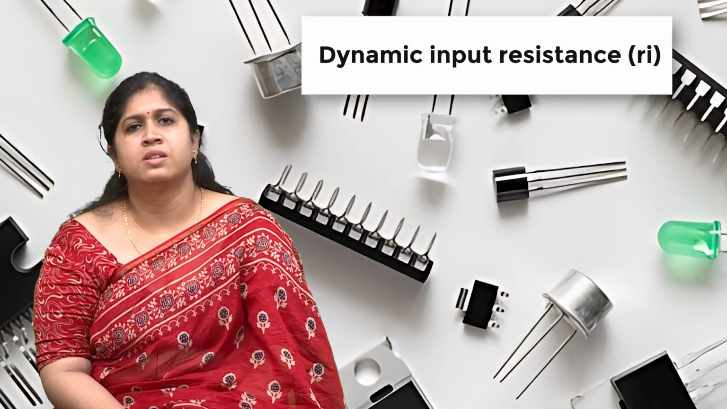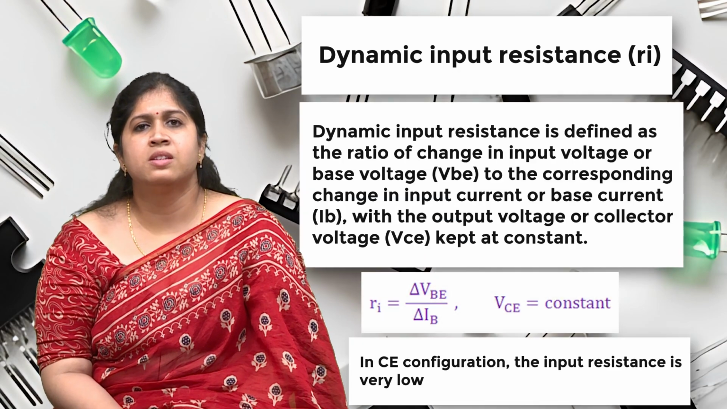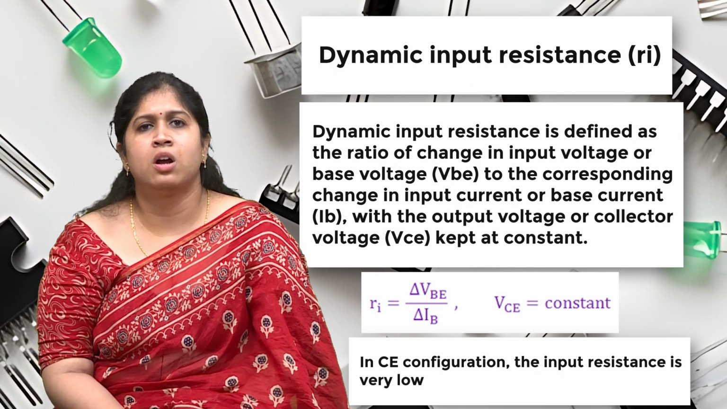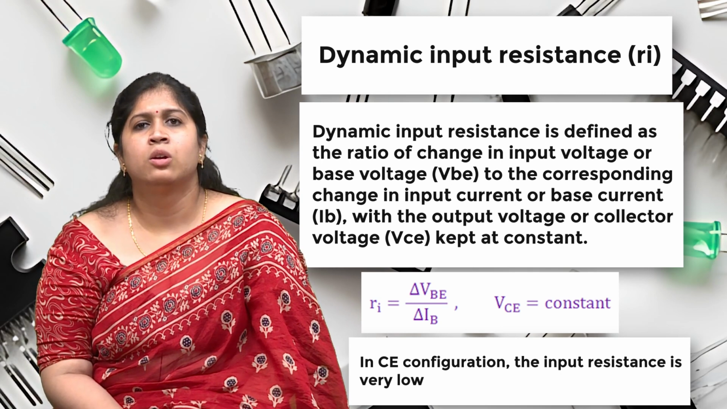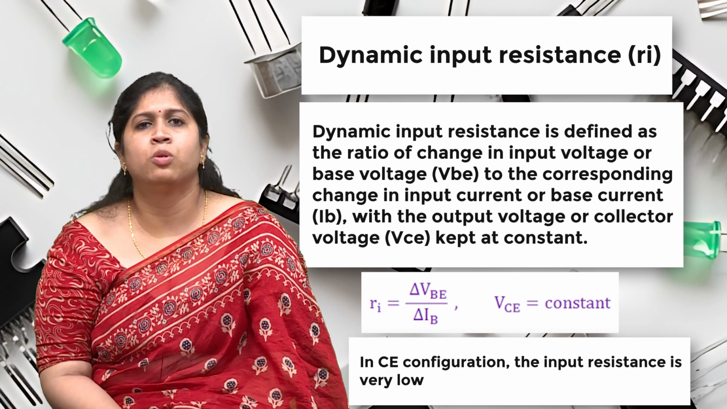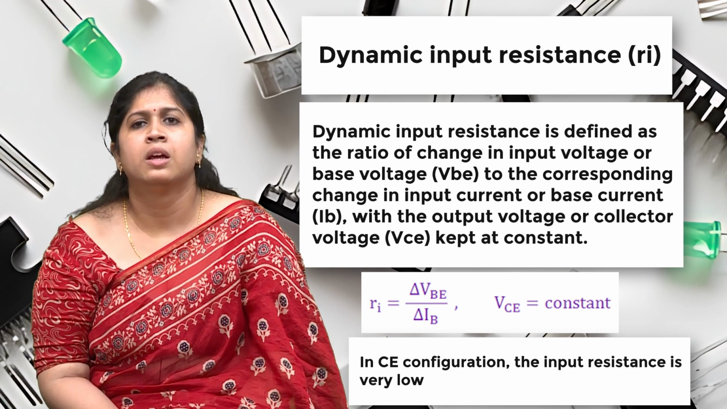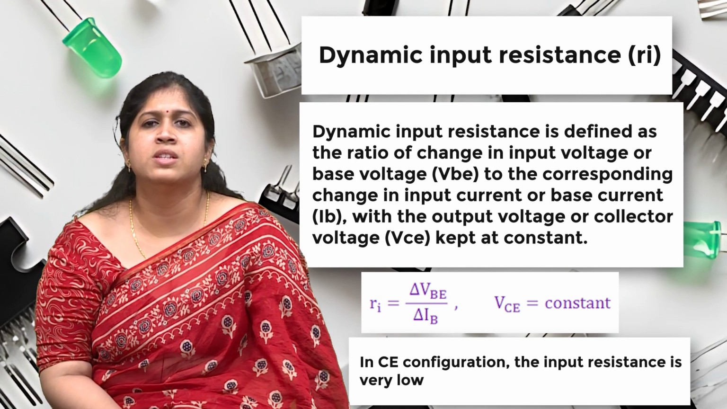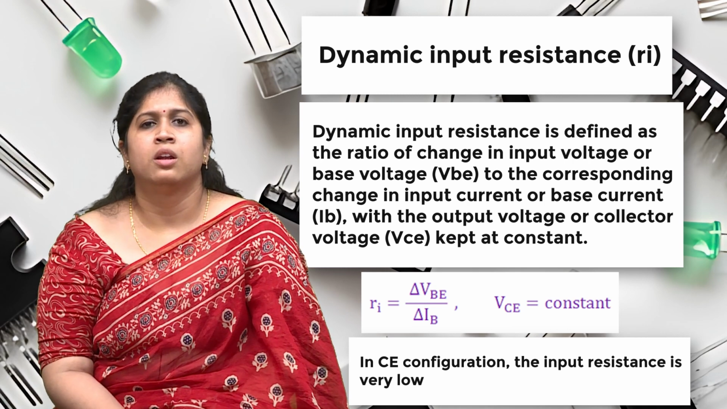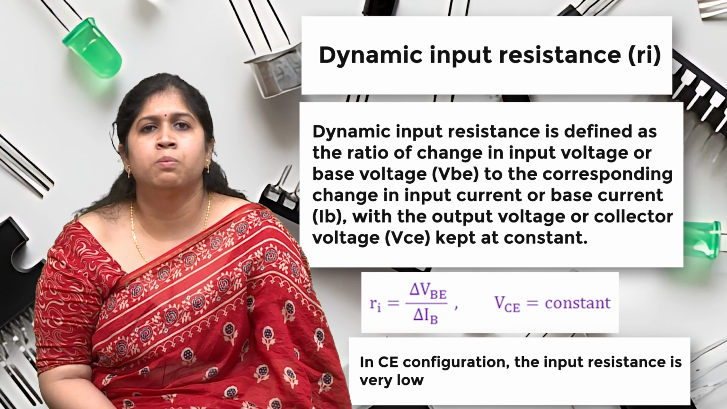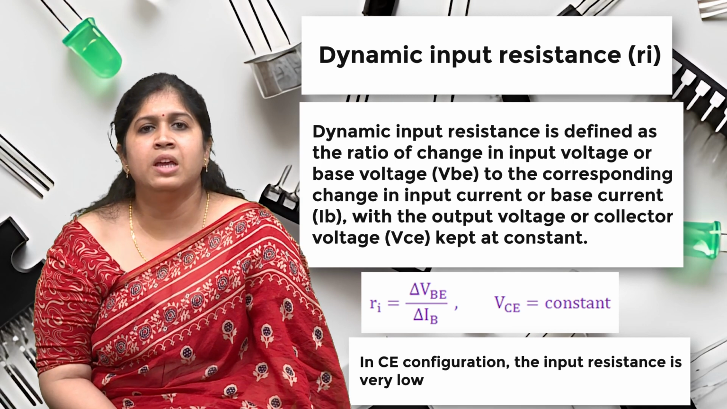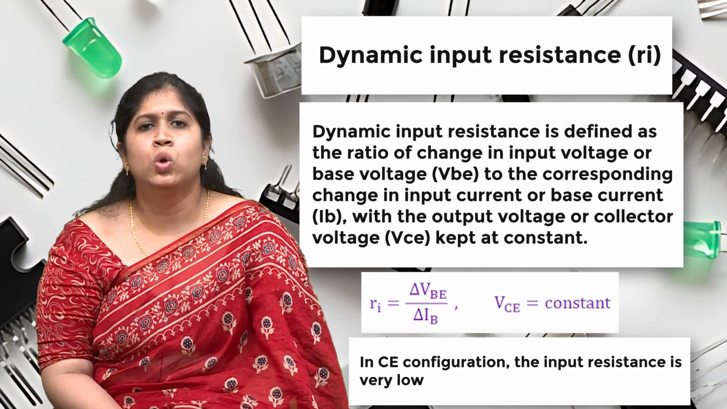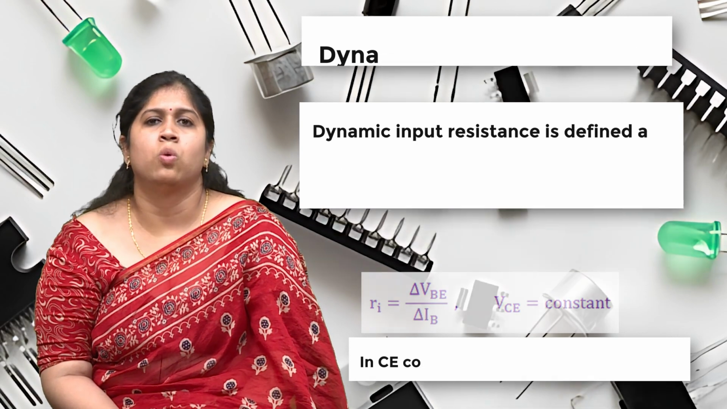Dynamic input resistance. Dynamic input resistance is defined as the ratio of change in input voltage or base voltage VBE to the corresponding change in input current or base current IB, with the output voltage or collector voltage VCE kept constant. Now, the dynamic input resistance equals ΔVBE upon ΔIB, VCE constant. In CE configuration, the input resistance is very low.